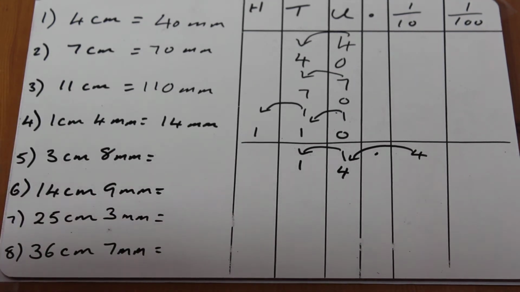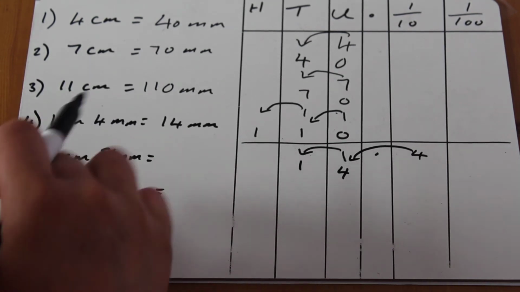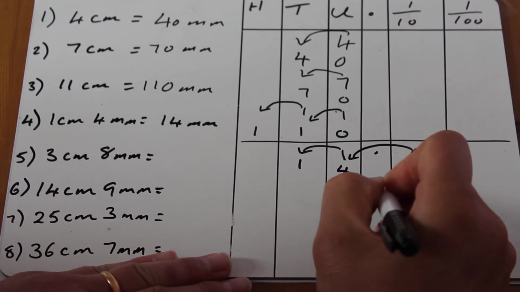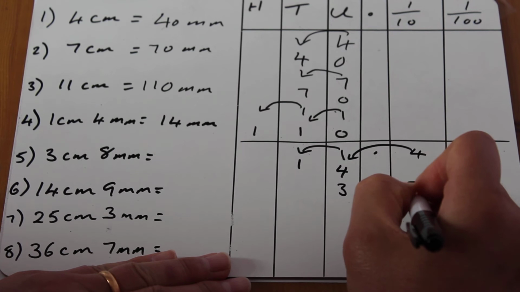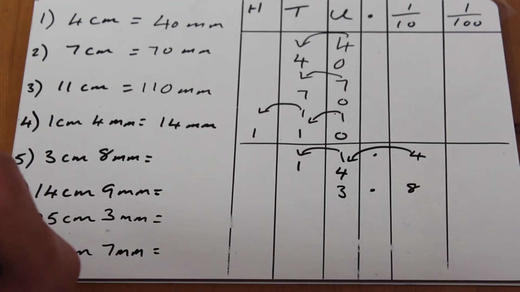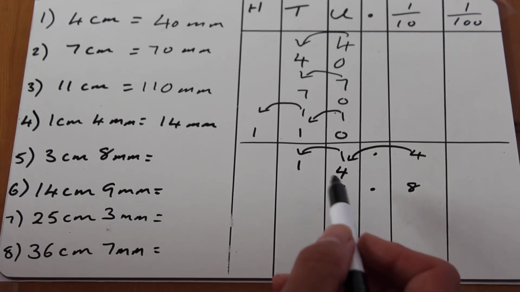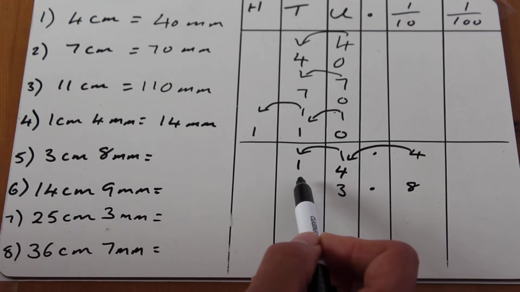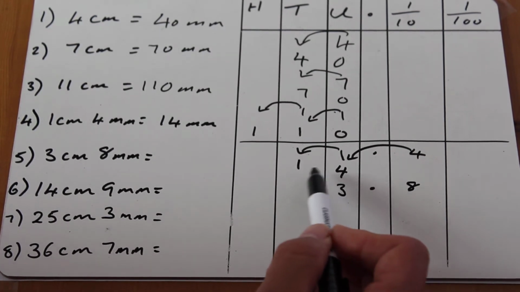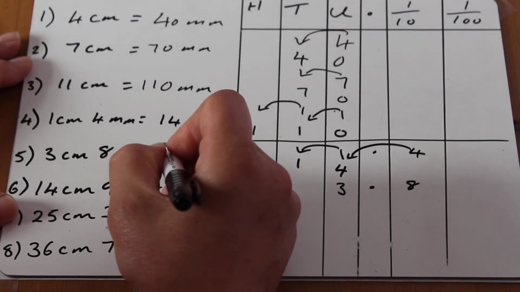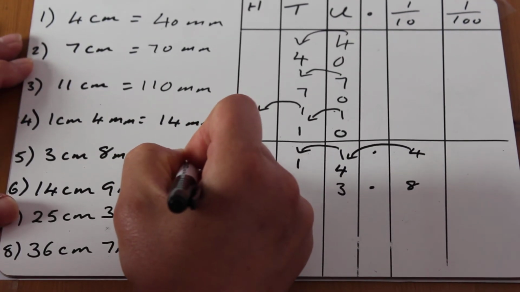And the same idea follows. Okay, 3 centimetres and 8 millimetres. My 3 goes there, and my 8 millimetres goes there. I'm not going to put the arrows in now because I'm running out of space, but hopefully you get the idea. Every digit jumps across to the next column. So my 3 jumps into the tens, my 8 jumps into the units, and that gives me 38 millimetres.